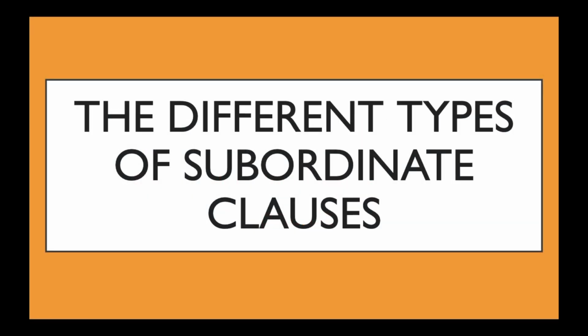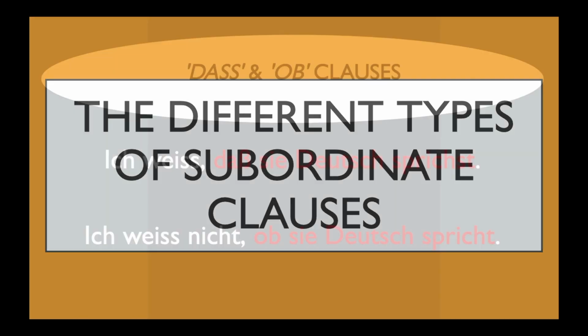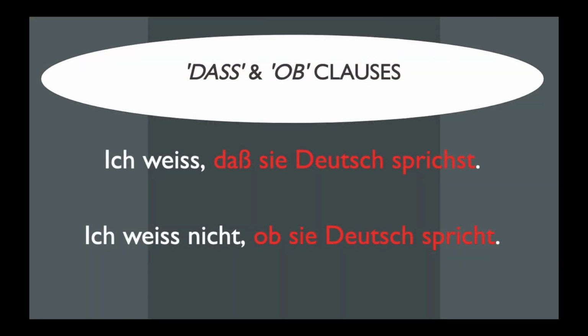There are different types of subordinate clauses, and I'm only giving you here a few of those. These are probably the most important ones. Dass and ob clauses. For example, ich weiß, dass du Deutsch sprichst. I know that you speak German. Or ich weiß nicht, ob sie Deutsch spricht. I don't know if she speaks German.